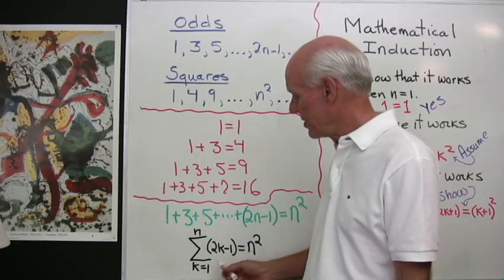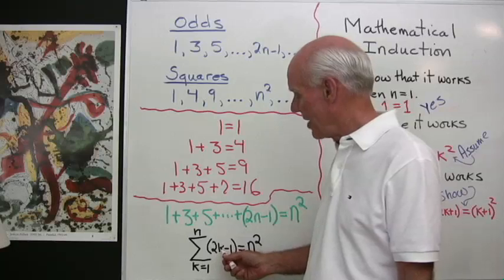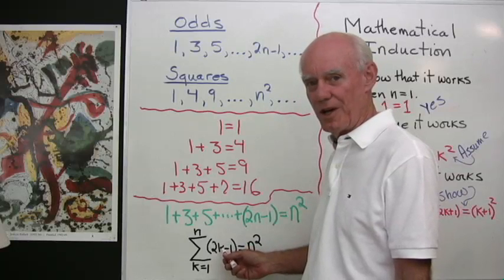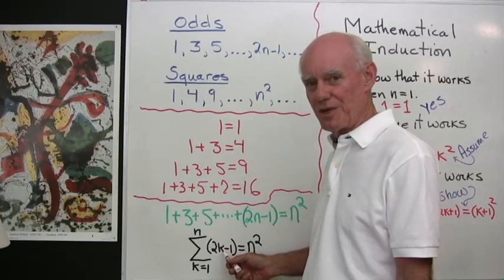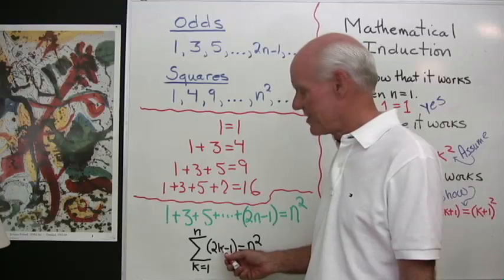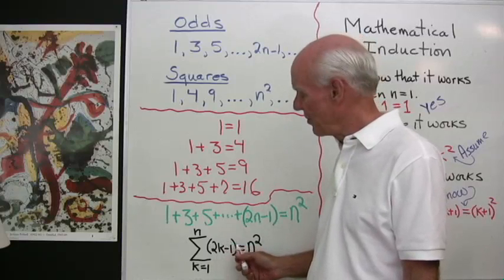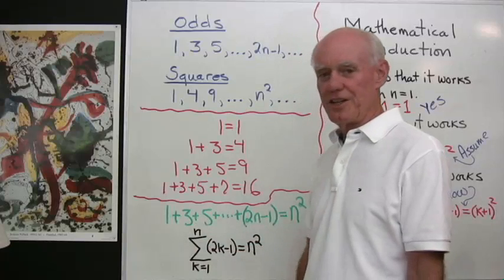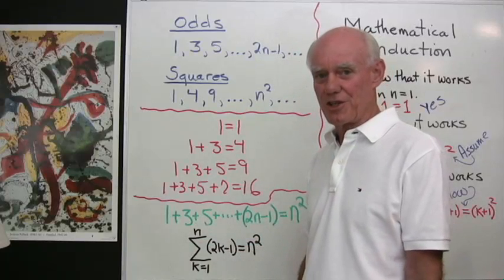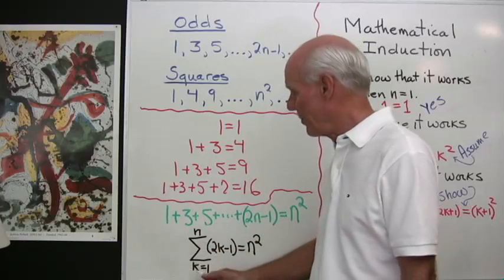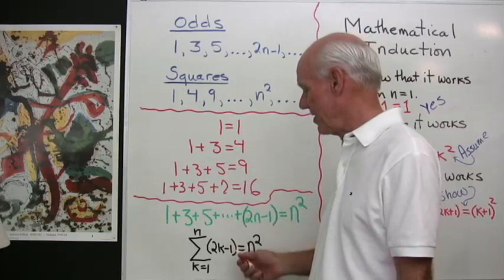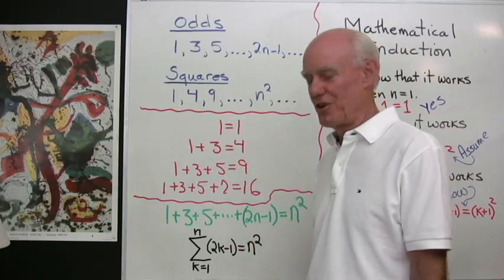And what are these things? Well, when k is 1, 2 times 1 is 2, minus 1 is 1. When k is equal to 2, 2 times 2 is 4, minus 1 is 3. When k is 3, 2 times 3 is 6, minus 1 is 5. So this is a way to write the sum of the first n terms in the sequence of odd numbers. Okay, so that comes out to be n squared. Here's another way to write the relationship here in symbols using summation notation.